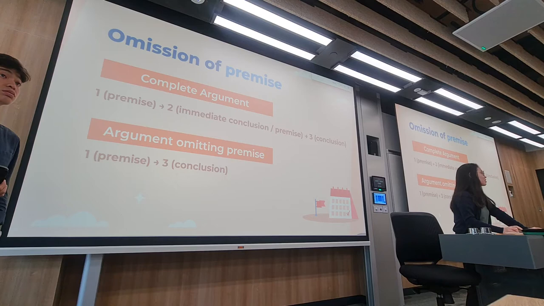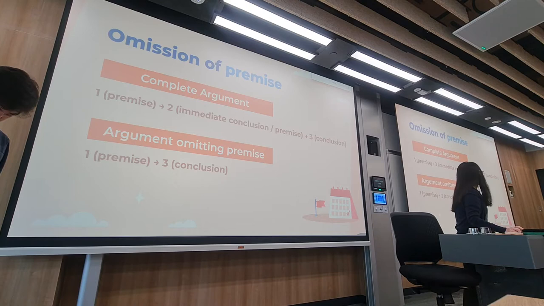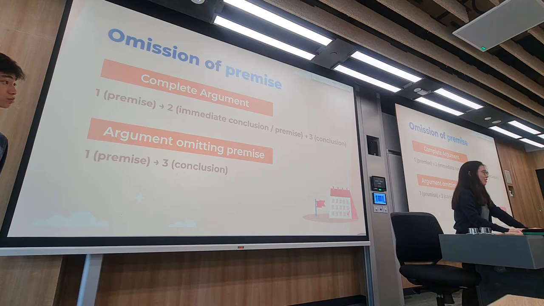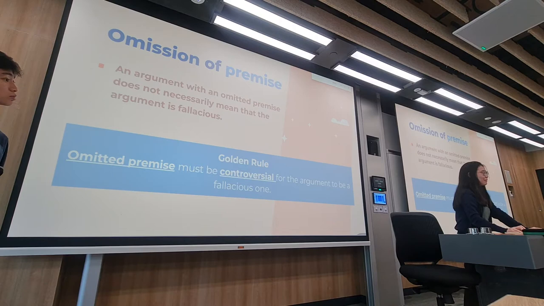So usually for the structure of a complete argument, we first start with a premise, and then second we have a premise or intermediate conclusion, and then we move to the final conclusion. However, for an argument omitting a premise, the second one is missing, so it goes straight from the premise to the conclusion. However, it's important to note that an argument with an omitted premise does not necessarily mean that the argument is fallacious, because the omitted premise must be controversial for the argument to be a fallacious one.